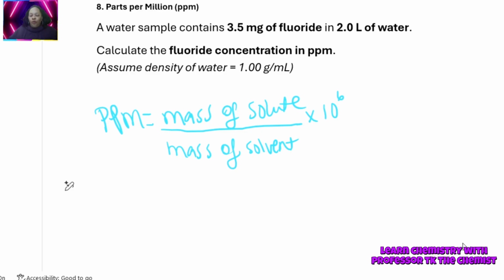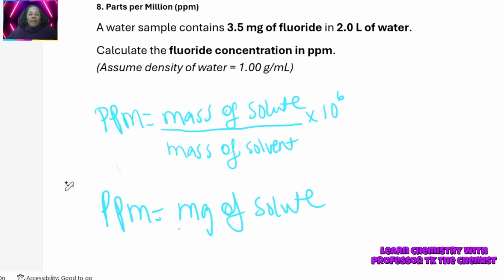Now, when you look at this problem, I see volume. So because I see volume, I'm going to have to use this other formula. This only works because the solution is in water, and the density is 1.00 grams per milliliter. The formula is milligrams of solute divided by the volume of the solution in liters. So parts per million is the milligrams of the solute divided by the volume of the solution.